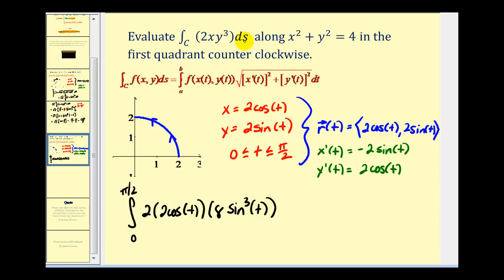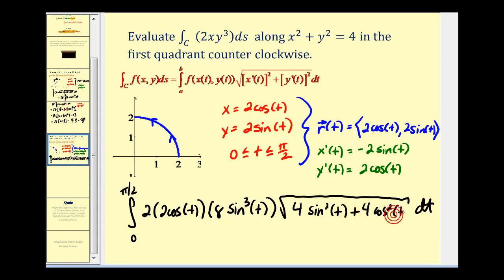And now we're going to replace differential s with the magnitude of r prime of t. So we'll have the square root of x prime of t squared, that's going to be 4 sine squared t, plus we'll have 4 cosine squared t. Let's go ahead and evaluate this on the next page.